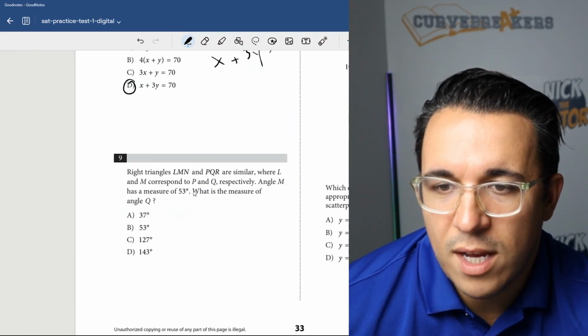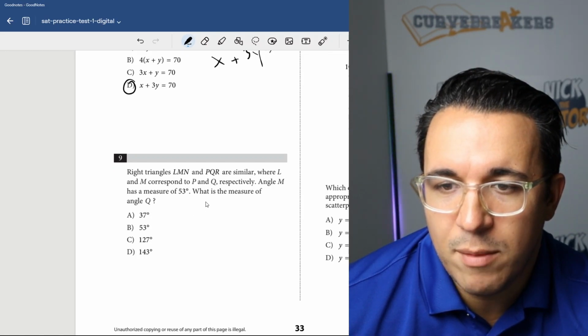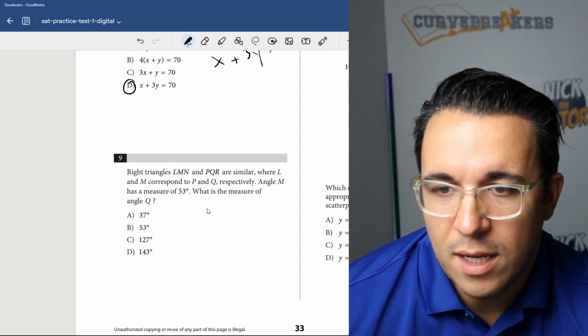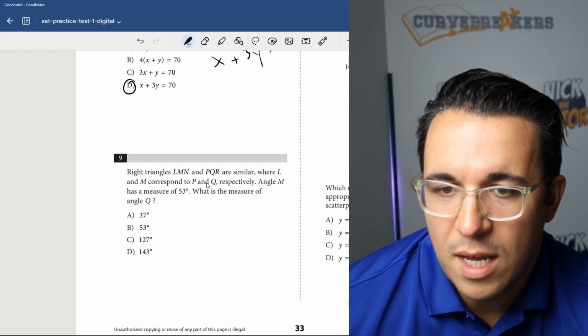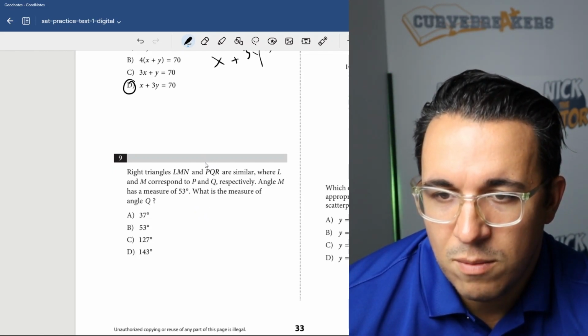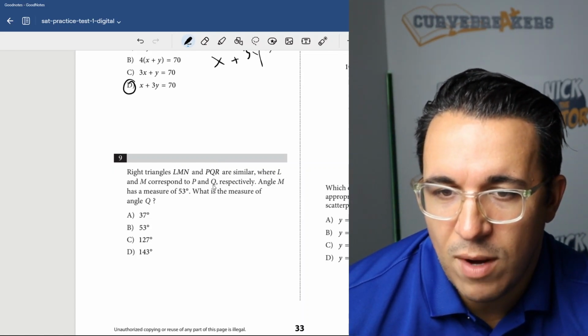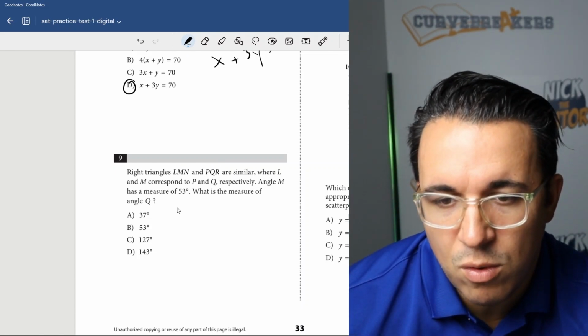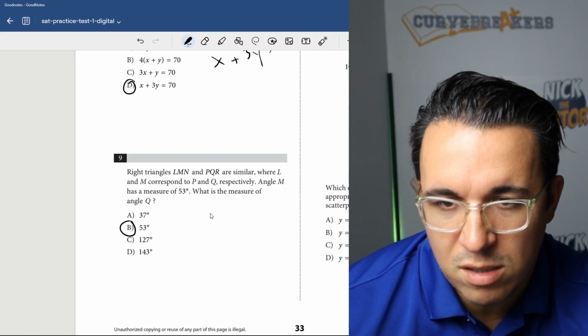Right triangles LMN and PQ are similar, where L and M correspond to P and Q respectively. Angle M has a measure of 35. L and M correspond to P and Q. Well, L is equal to P and M is equal to Q. Angle M is 53, so Q should also therefore be 53, so I'm going to go with choice B there.